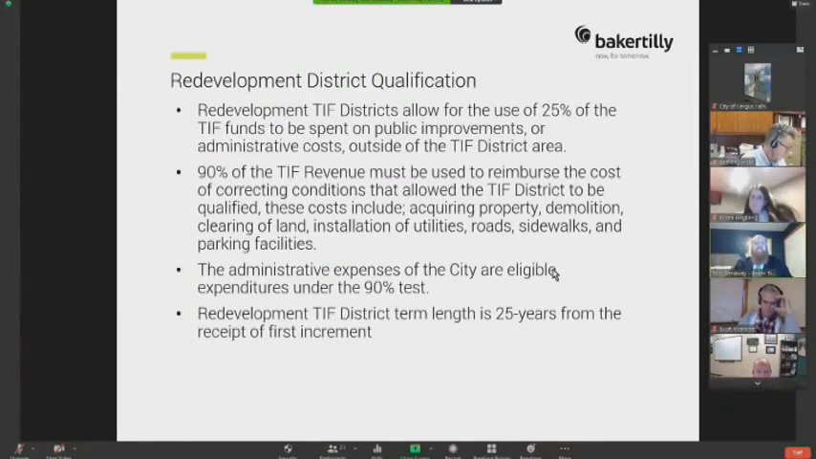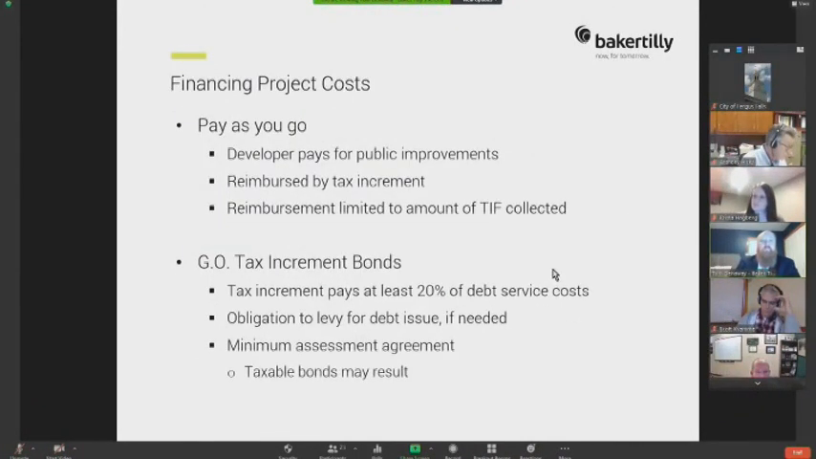Again, the city's administrative expenses are eligible under that 90% test. And the maximum term for duration of a redevelopment TIF district is 25 years from the receipt of first increment, or 26 total years.